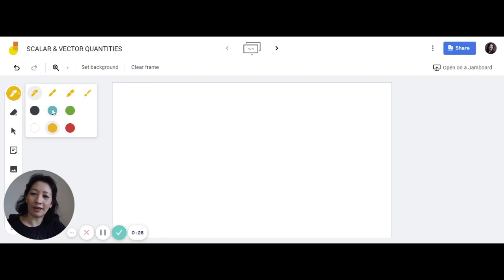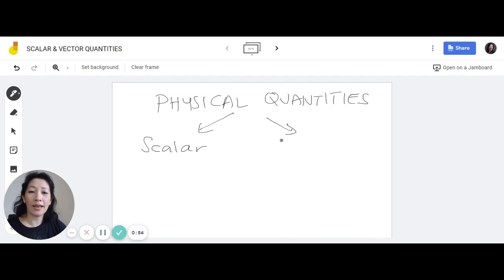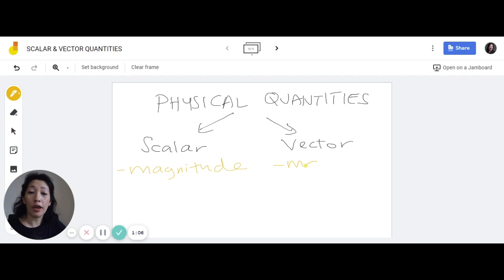Now, let's start. As you should have already learned in an earlier lesson, physical quantities are quantities that can be measured. And we already know physical quantities can be divided into two categories of base and derived quantities. This is another way to divide physical quantities. This is another set of categories, and you can divide it into scalar and vector. Now, what is the difference? Scalar quantities are quantities with magnitude only. Vector quantities, on the other hand, have both magnitude as well as direction.